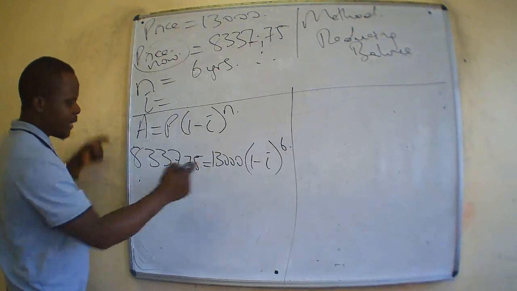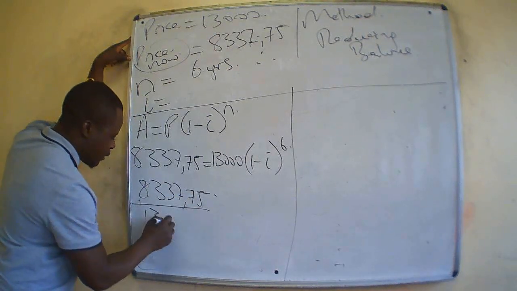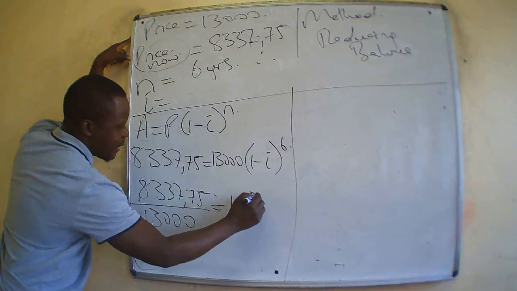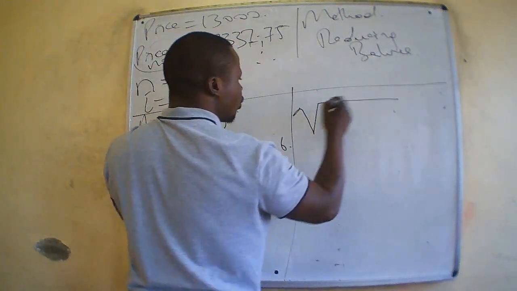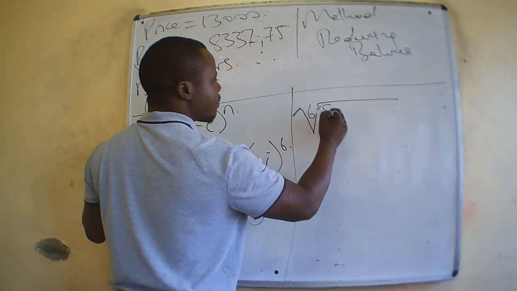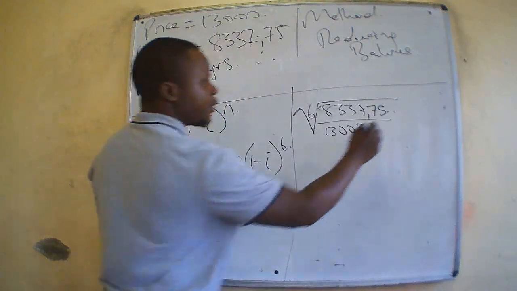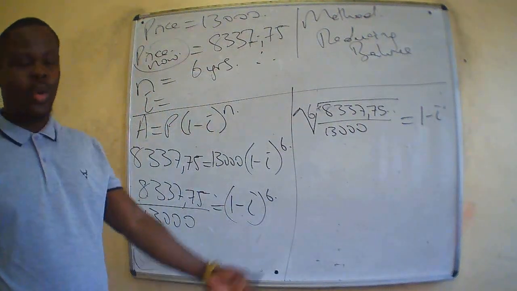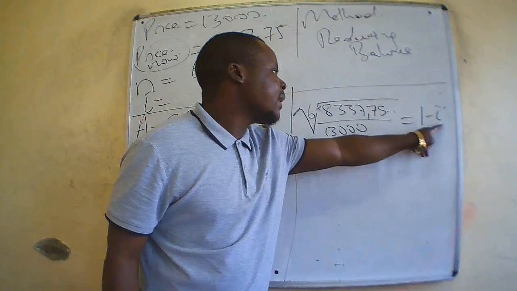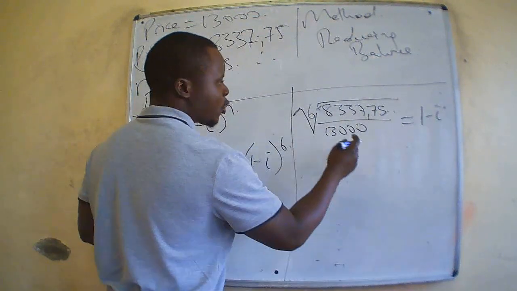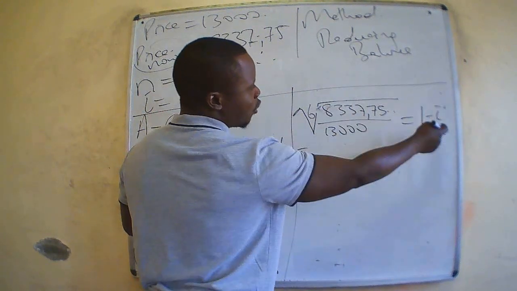So the next thing to do is to divide both sides by 13,000. 8337.75 divided by 13,000 is equal to (1 minus I) exponent 6. Now to remove the exponent from this side, I'm going to take the sixth root of 8337.75 divided by 13,000, which is equal to 1 minus I. Since it is equal to 1 subtract I, the next thing is that we need I. Take I here and take this unit over there, so that this I, which is negative, becomes positive. The sixth root goes over, being subtracted from 1.